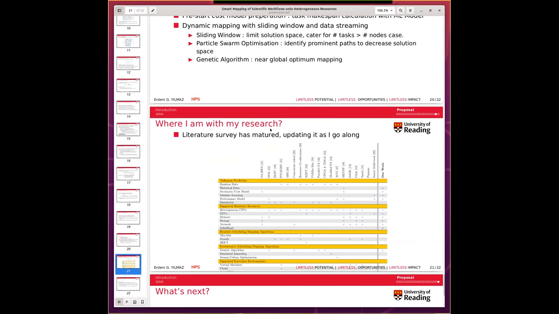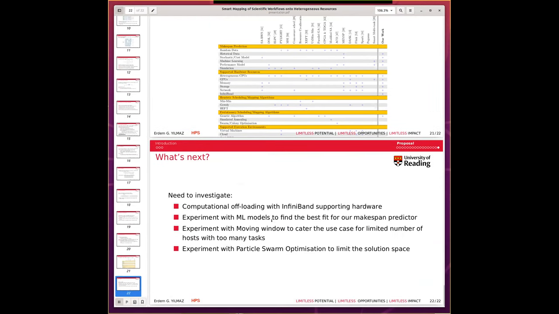I am at the literature research stage of my review and possibly investigating computational offloading with InfiniBand supporting hardware, and experimenting on various machine learning models and evolutionary techniques to do the mapping. And these will be the next investigation points.